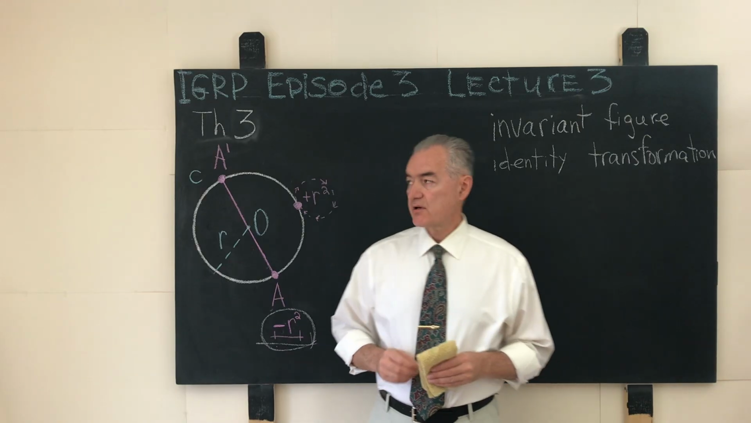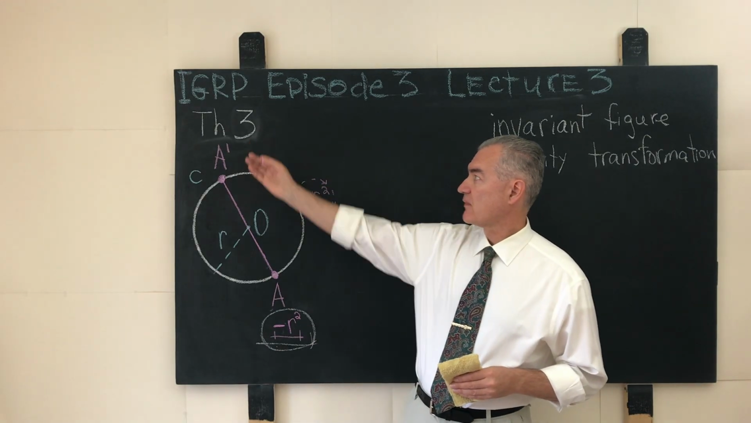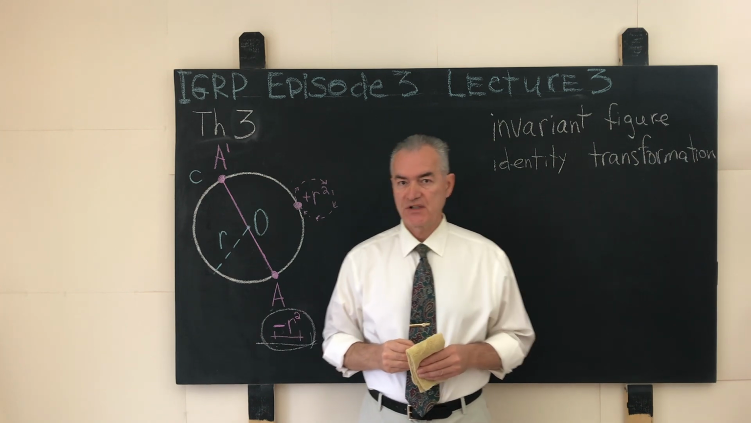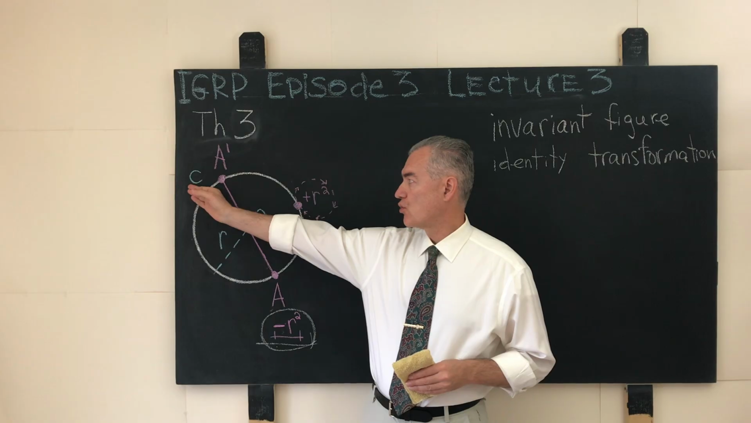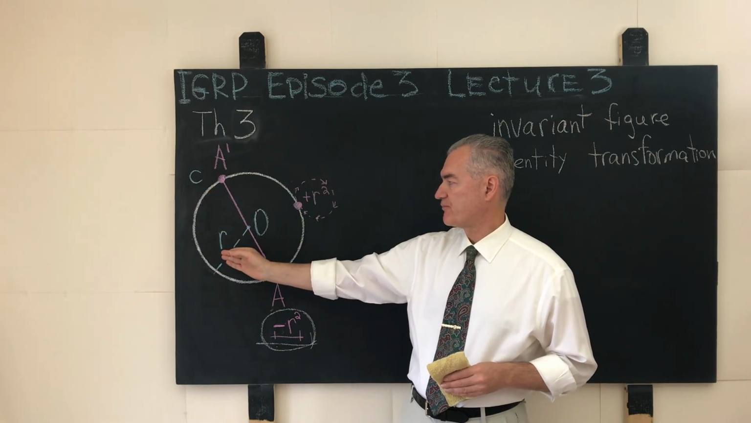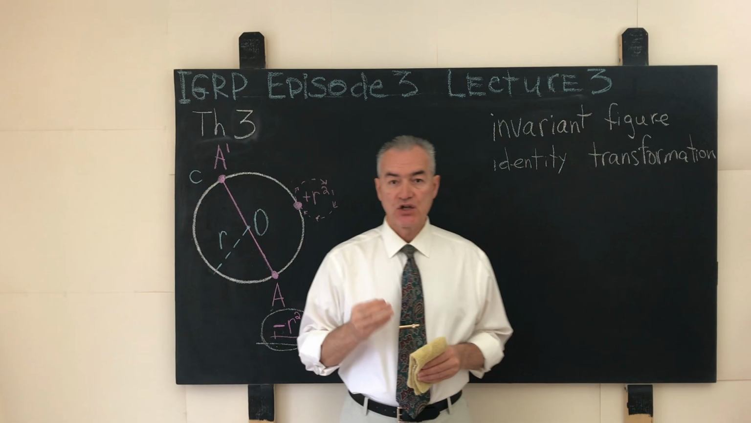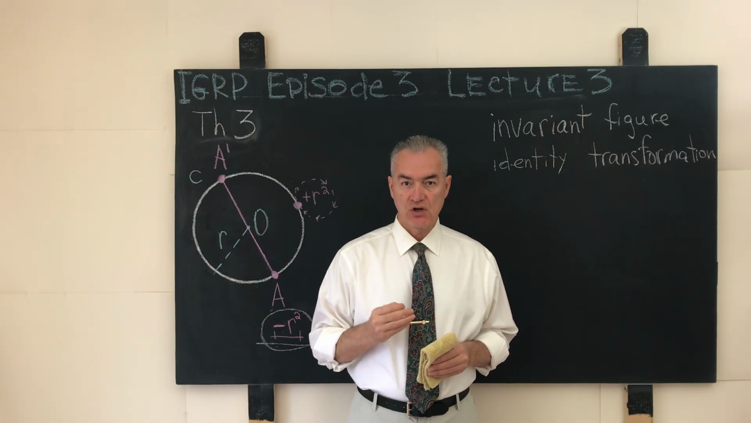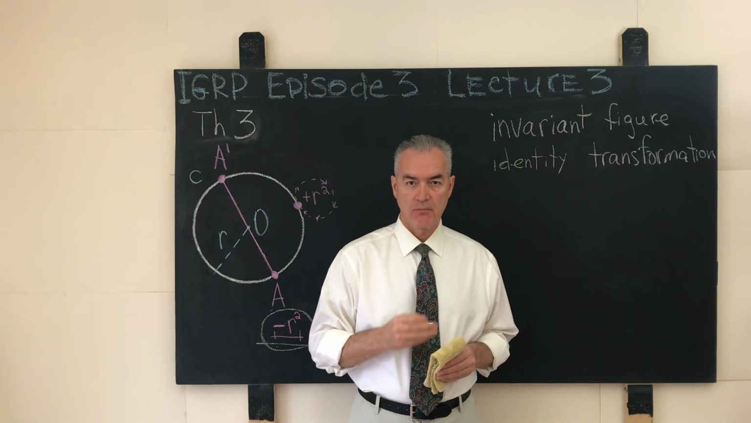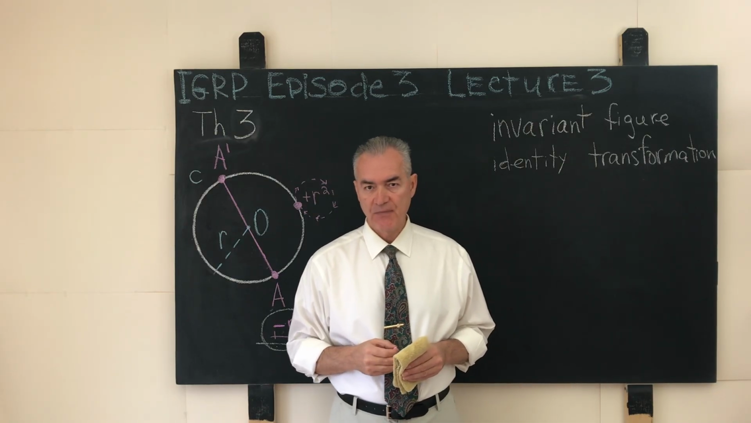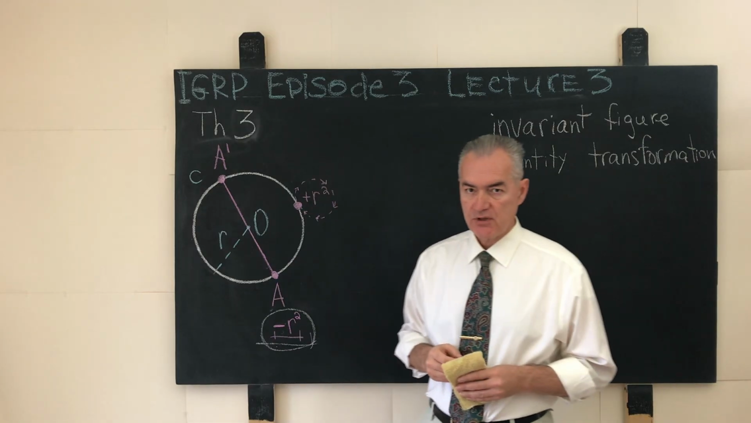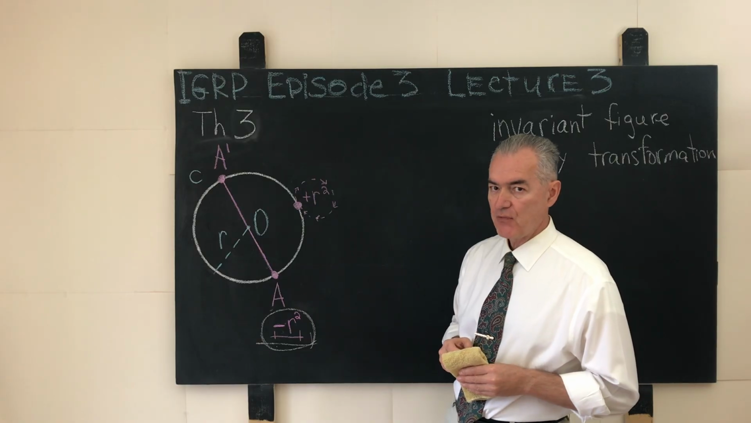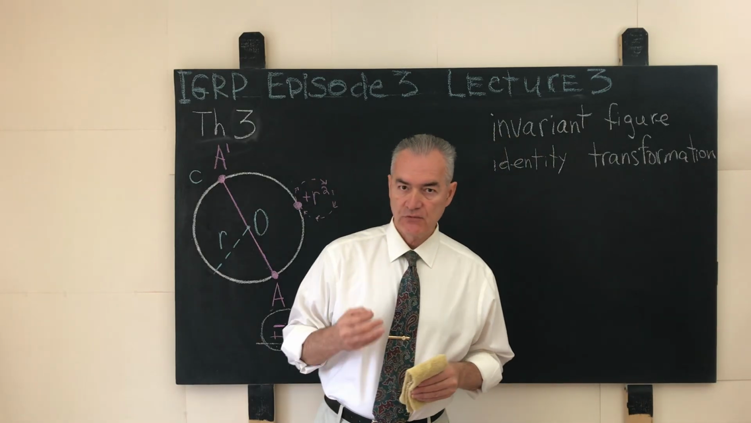According to theorem number 3, under the inversion of a plane with respect to a circle C, that has the point O as its center and R as its radius, the circle of inversion is taken back into itself, regardless of the power of inversion, positive or negative. The proof of that theorem follows directly from the proof of Theorem 1 and Theorem 2.